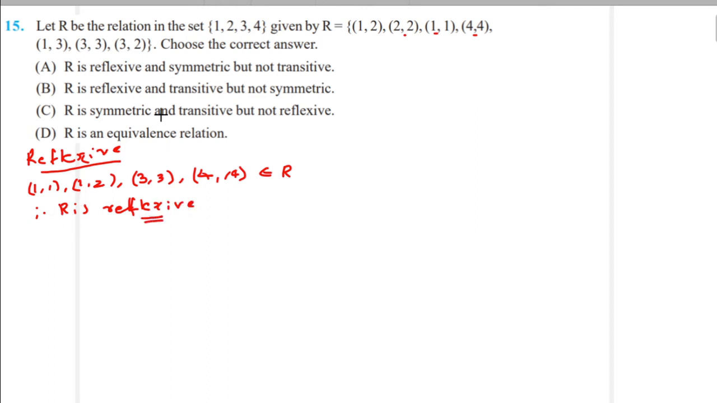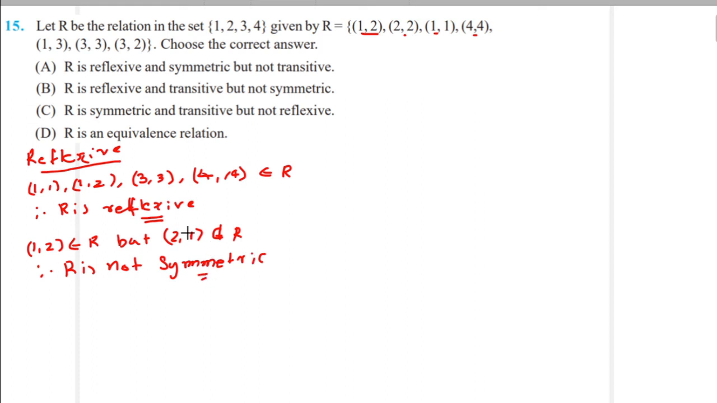Next we check symmetric. In symmetric, (1,2) belongs to R, so check if (2,1) belongs to R. No. So here (1,2) belongs to R, but (2,1) does not belong to R. Therefore R is not a symmetric relation.